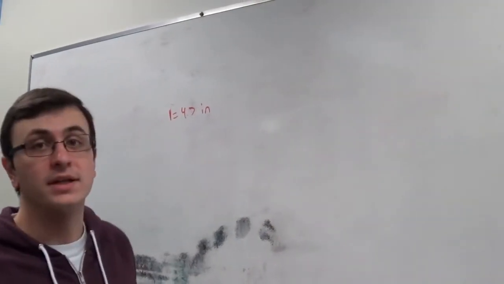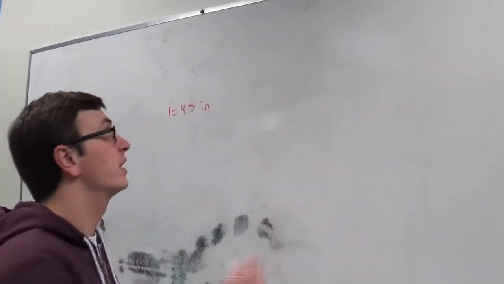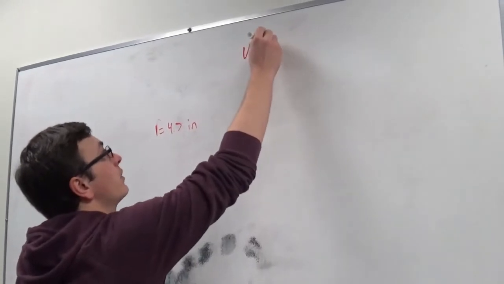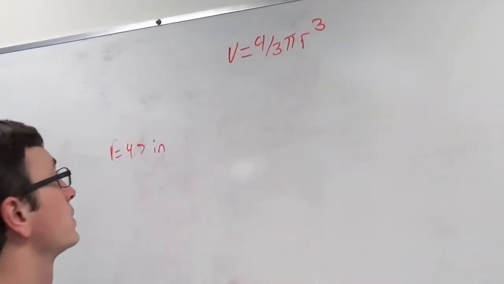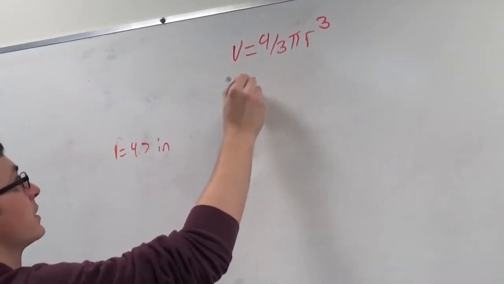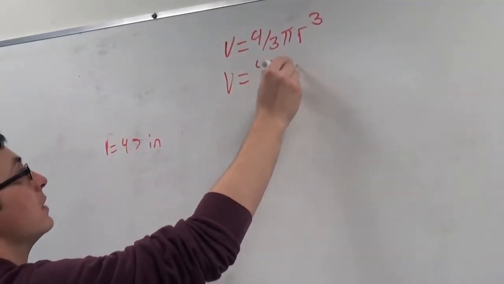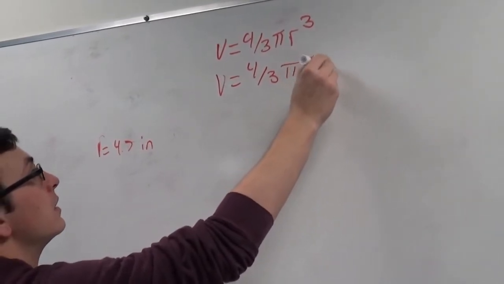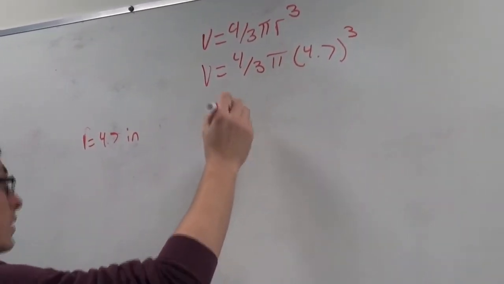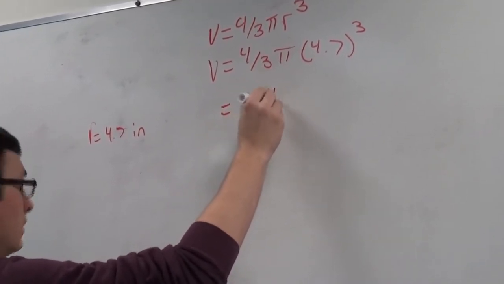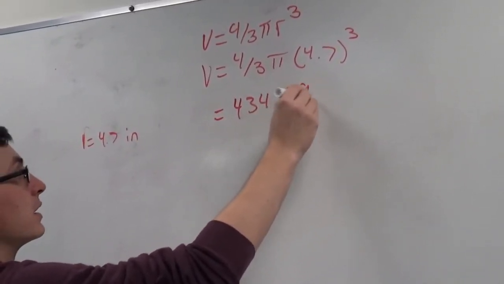So now that we have the radius, we can use it to find the volume. So the volume of a sphere is 4/3 pi r cubed. So all we have to do is plug in the radius. And eventually, we're going to get 434.89 inches cubed.